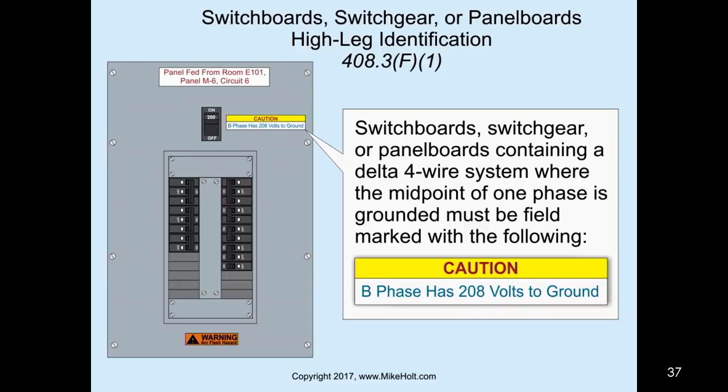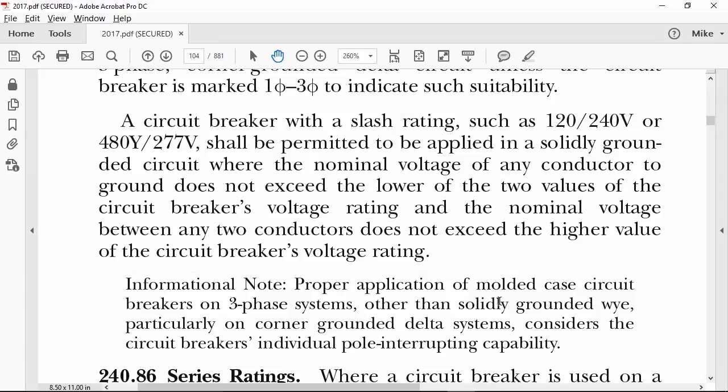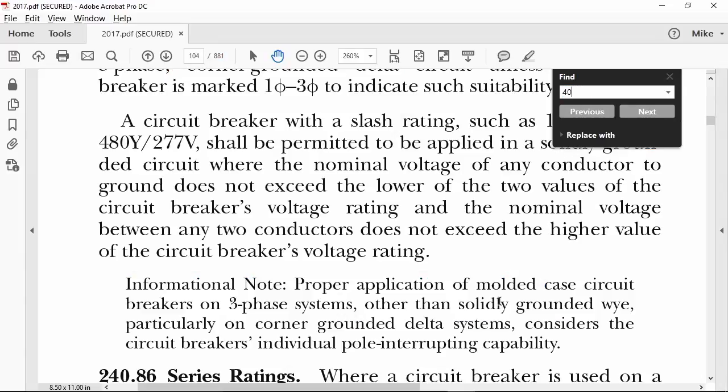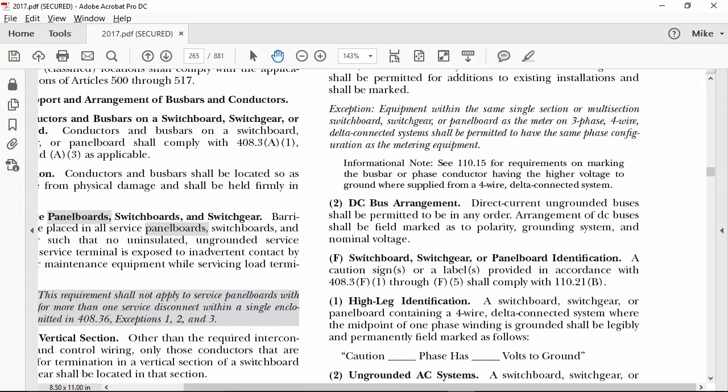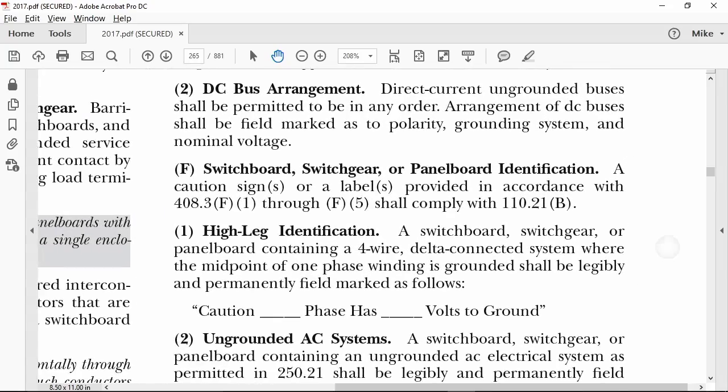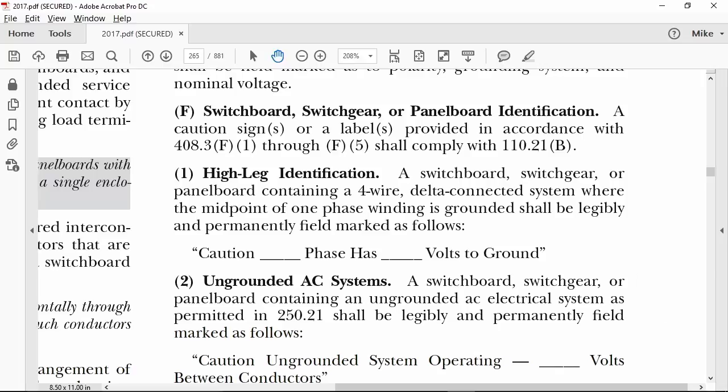By the way, if you have a high leg, we have to have a label. We have to identify on that panelboard or switchgear that the midpoint of one phase is grounded and must be field marked with the following: caution, B phase has 208 volts to ground. What does the rule actually say? 408.3(F). Oh wow, look at that. F. Oh okay, right there.